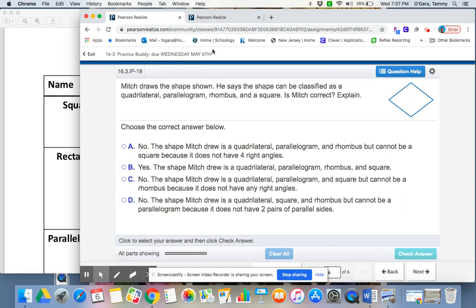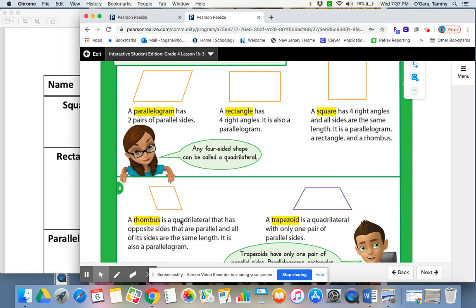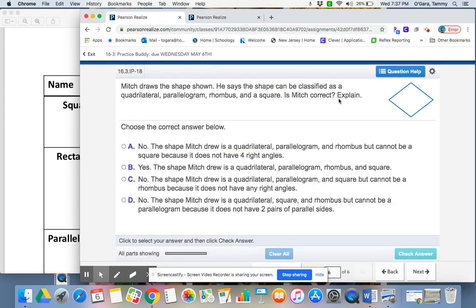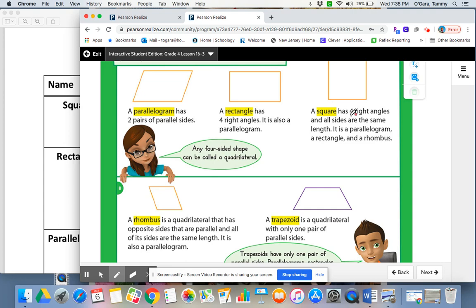A rhombus, so a rhombus is a quadrilateral that has opposite sides that are parallel and all the sides the same length. So far I agree with that, because if we look at it, this side and this side are the same length and parallel. This side and this side are the same length and are parallel, and all 4 are the same length. And a square. Well, a square, the only difference is a square has those 4 right angles.